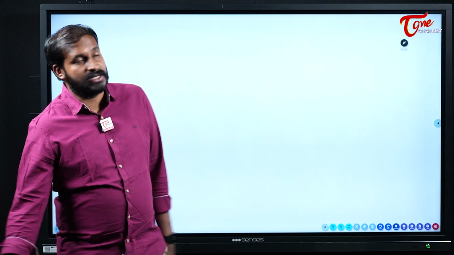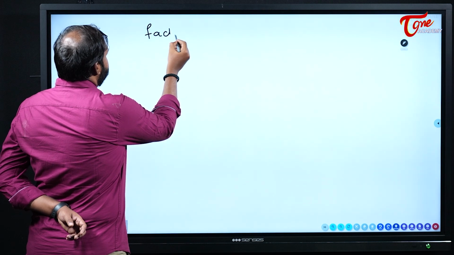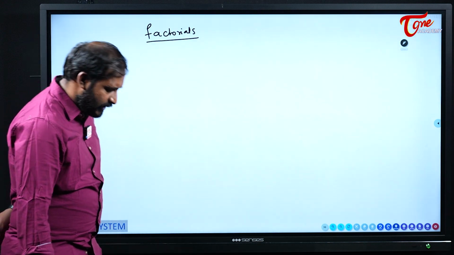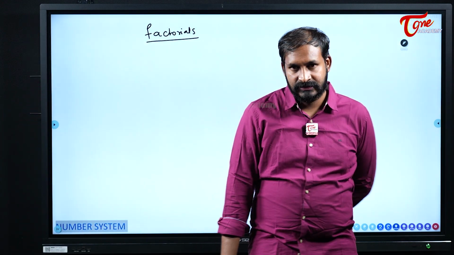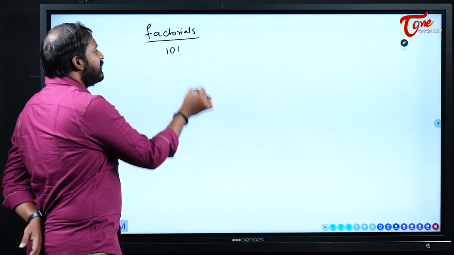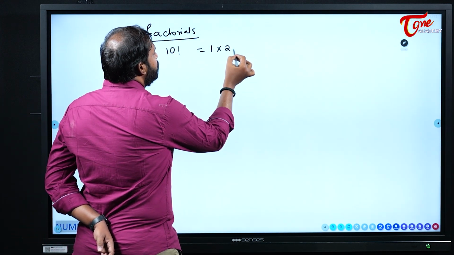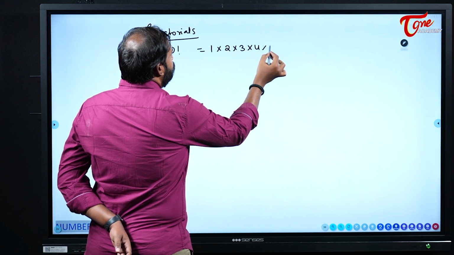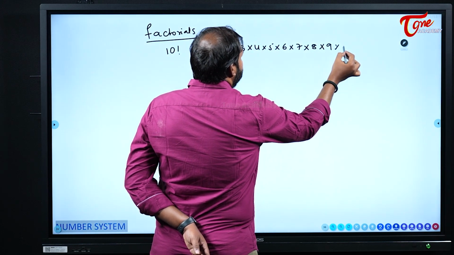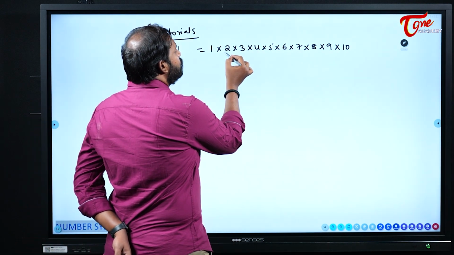Next, we will have some concepts especially based on factorials. We will have some questions based on factorials for this number of zeros concept. Then how will we find the answer for these factorials in general? Please observe here. For example, if I ask how many zeros are there at the end of 10 factorial. 10 factorial means 1 into 2 into 3 into 4 into 5 into 6 into 7 into 8 into 9 into 10. So, we will see how many 2s and 5s are there.